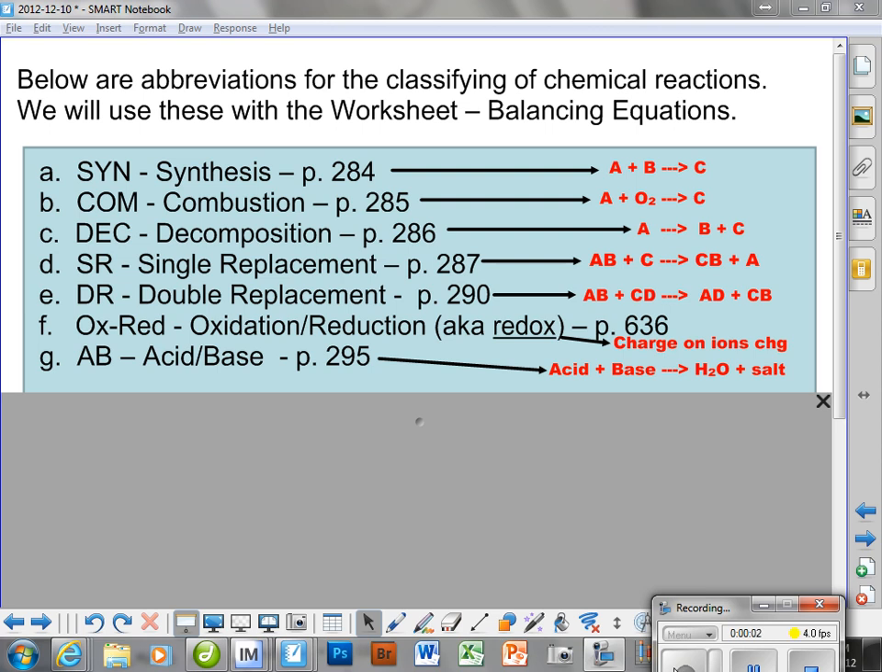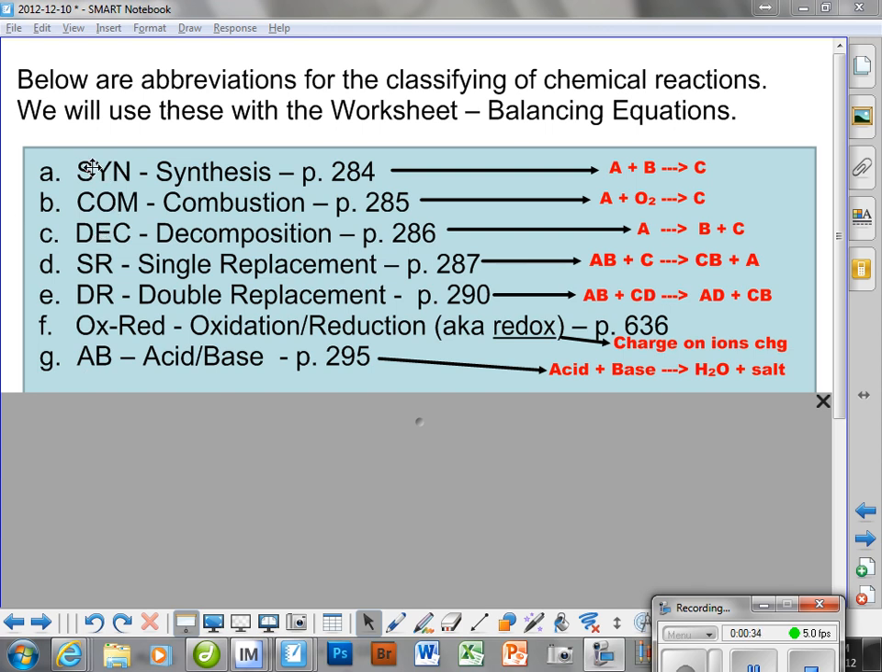We're starting now to look at the ways of classifying chemical equations. And as it says up here, below are abbreviations for classifying chemical equations. We use these with the worksheet balancing equations, which was a homework assignment for last night for the first half of it. And tonight we'll be doing the second half of it. We were only balancing equations. So tonight our homework is going to be using all of these guys that you're seeing over here.